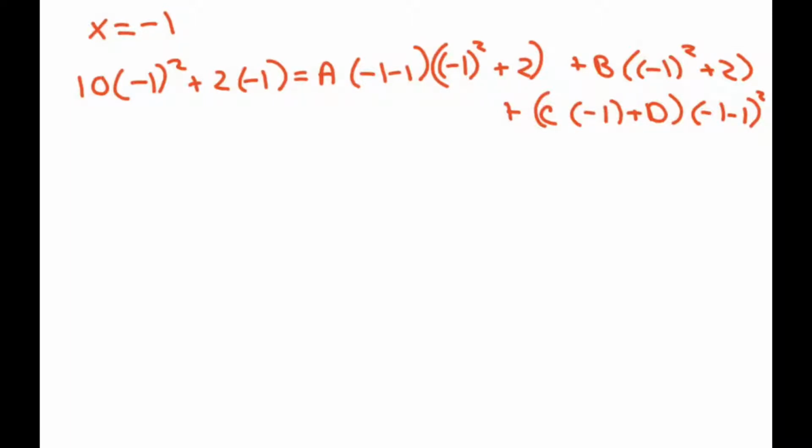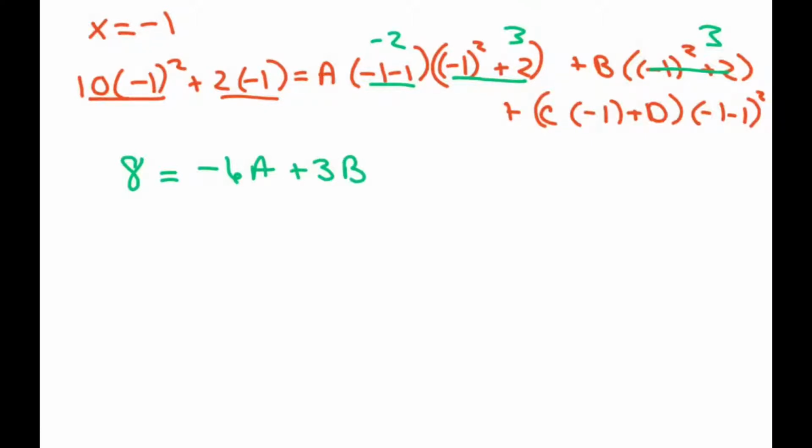All right, so let's simplify all this. We're going to get, this is 10 minus 2, that's going to be 8. Here we have 1 plus 2, this is 3, times negative 2 is negative 6. So we get negative 6a, this is negative 2. Here this is going to be 3, so we're going to get plus 3b. Now this is going to be a 4. Negative 2 squared is 4. So that's going to be minus 4c, because that's negative, plus 4d.